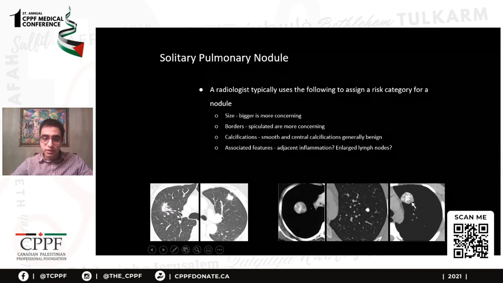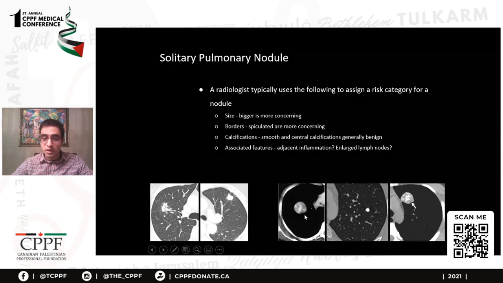We call these cavities. We look at whether or not there's calcification. So you can see here there are areas of calcification. So this would be popcorn calcification, and it'll be typically benign. Here's another one. You see the entire nodule is calcified. That's also a good sign. Those are typically benign. Here you see more fluffy, small calcifications, and these ones are much more concerning.